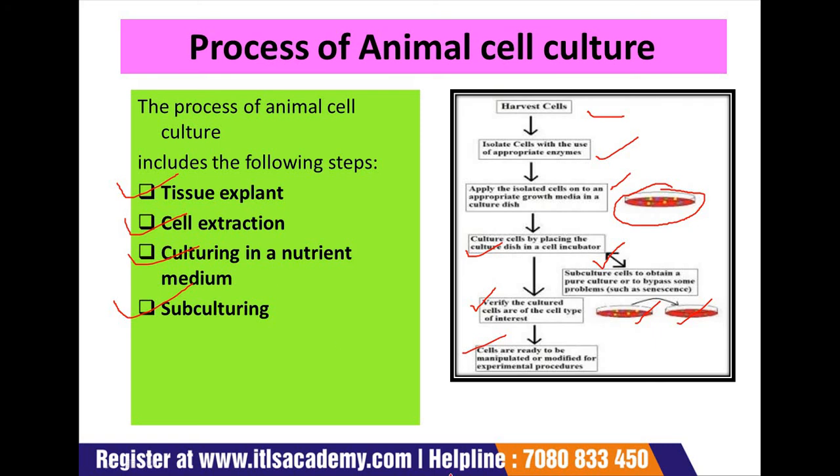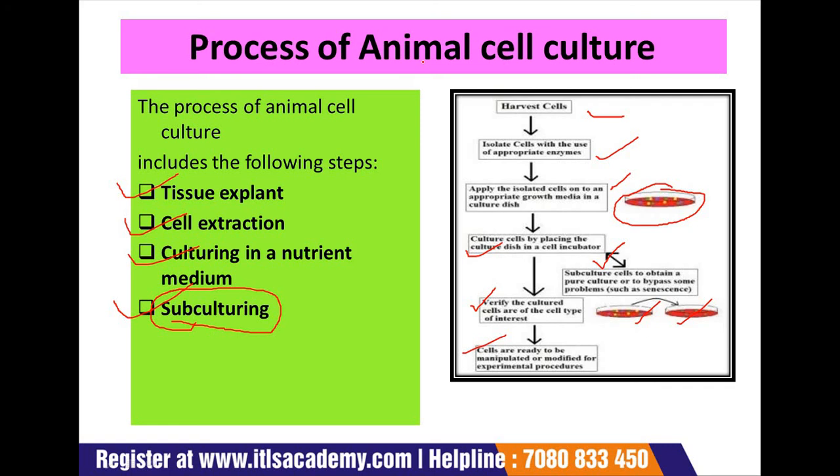And now we are discussing the culturing in a nutrient medium. After that, the cell is cultured either on a solid nutrient medium or a liquid nutrient medium. In a solid nutrient medium, the primary cells form a monolayer, whereas in liquid medium, primary cells appear as a cell suspension. Now, last we will discuss the subculturing.